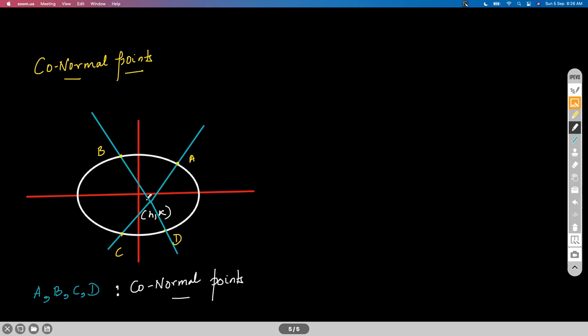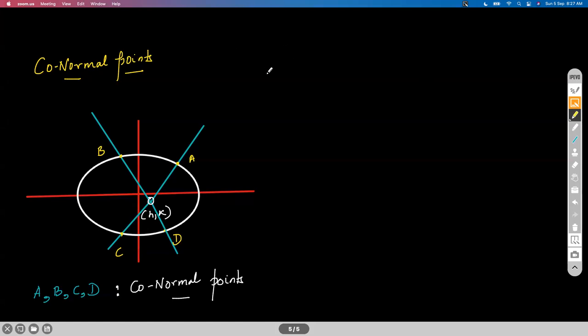So the feet of the normals drawn from this point H, K to the ellipse, they will all form co-normal points. And of course, there can be various such sets of four co-normal points, right? This is just one example which I have shown you. Now we'll first understand why four co-normals can be drawn and why not more or less. Let's try to look into the equation of the normal to understand that.